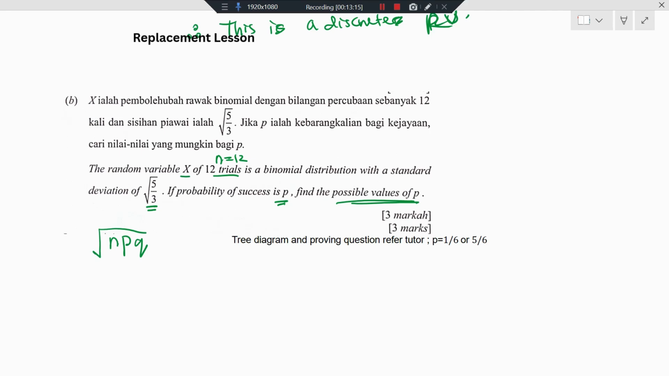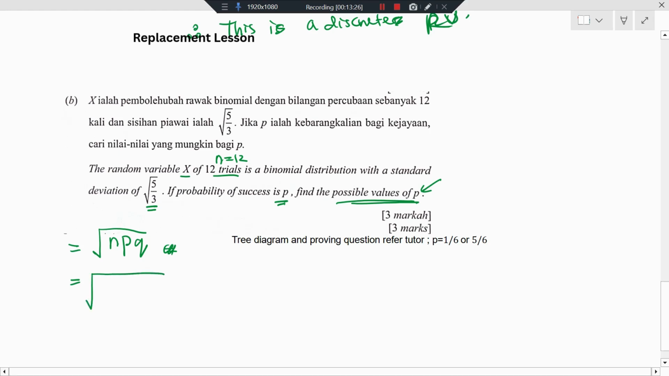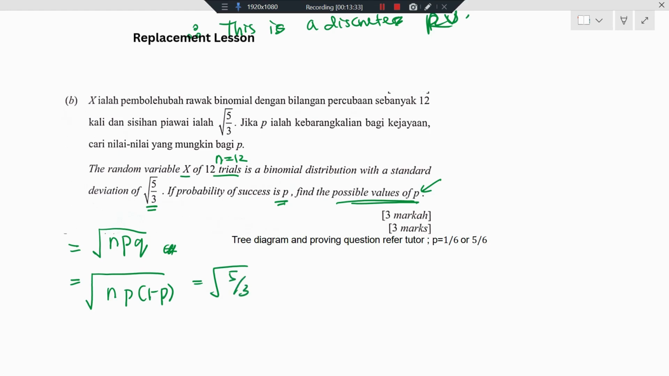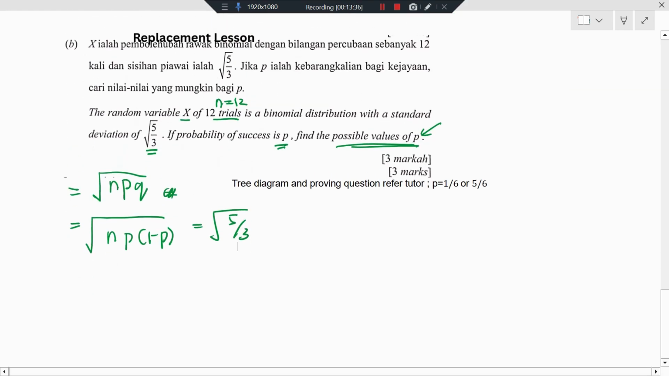Alright, so maybe you change the formula a little bit because they are interested in P only. If you put Q, then it will be 2 unknowns like this. Play the trick like this, like question 1. The square root of N, P and 1 minus P is equal to the square root of 5 over 3. Okay, and then substitute everything that you need to. So N is 12, P times 1 minus P we can multiply in. So it becomes P minus P squared, is equal to the square root of 5 over 3.